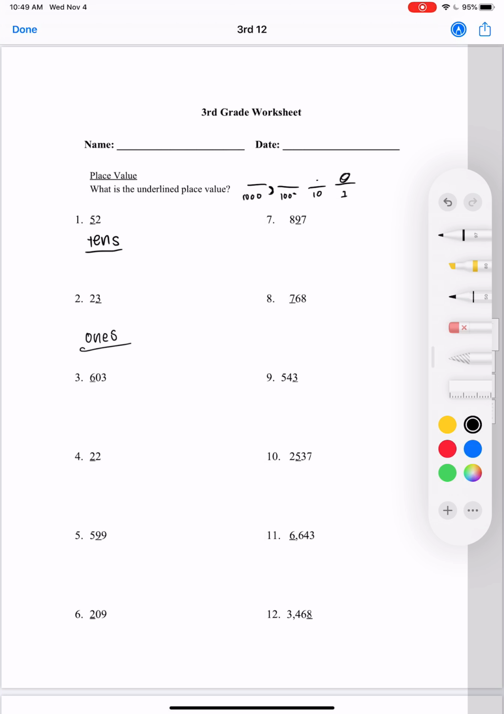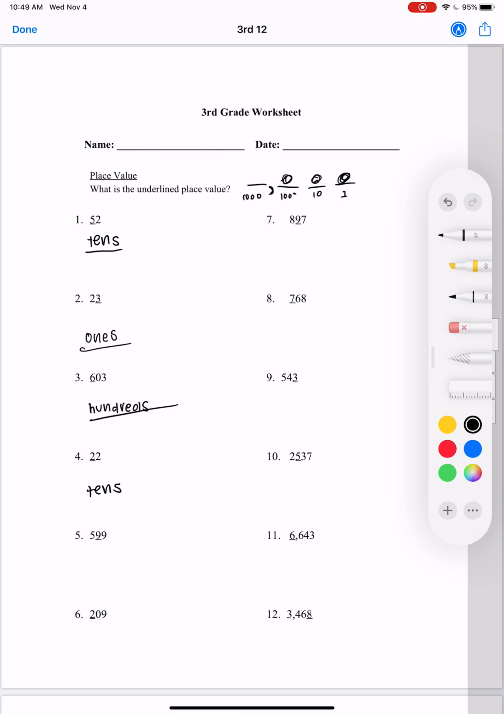And then for number 3, 603, there's three values, 1, 2, 3. So that means that the 6, the third from the left, is what is underlined, which means that the underlined place value is hundreds. For number 4, it's the same. The second place value is underlined, which means that it is in the tens.